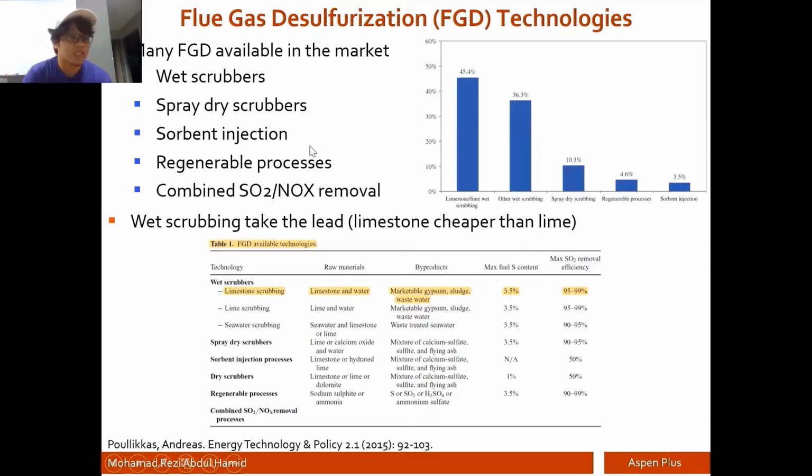I don't know what that is. I don't know how it works. The fourth one is a regenerable processes. I also have no idea how it works. And lastly, we also have a combined SO2 and NOx removal process.